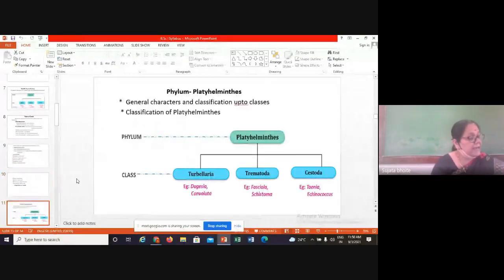Next is the phylum Platyhelminthes. In the phylum Platyhelminthes, the general classification up to classes. The phylum Platyhelminthes is divided into three classes: Turbellaria, Trematoda, and Cestoda. Examples of the Turbellaria, Planaria or Convoluta. Examples of the Trematoda, Fasciola hepatica. Cestoda, for example, Taenia or Echinococcus. So these are the examples of their classes.